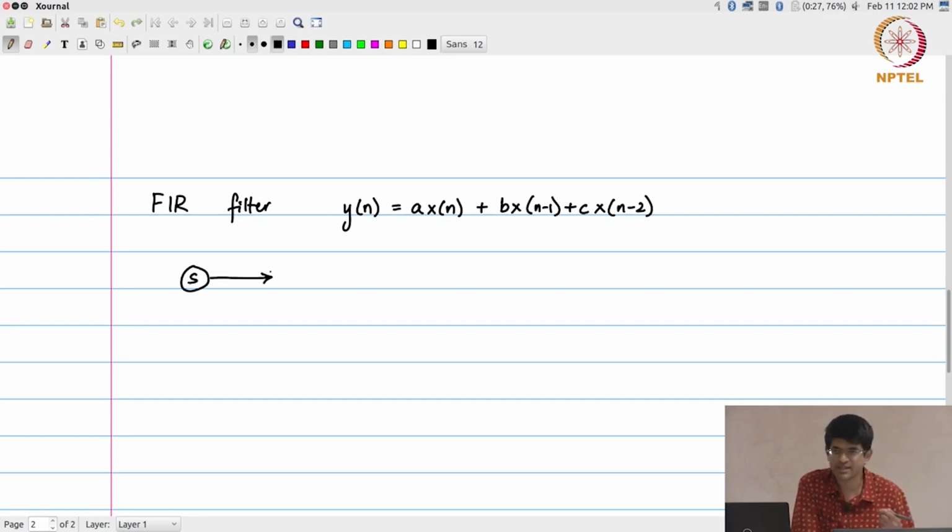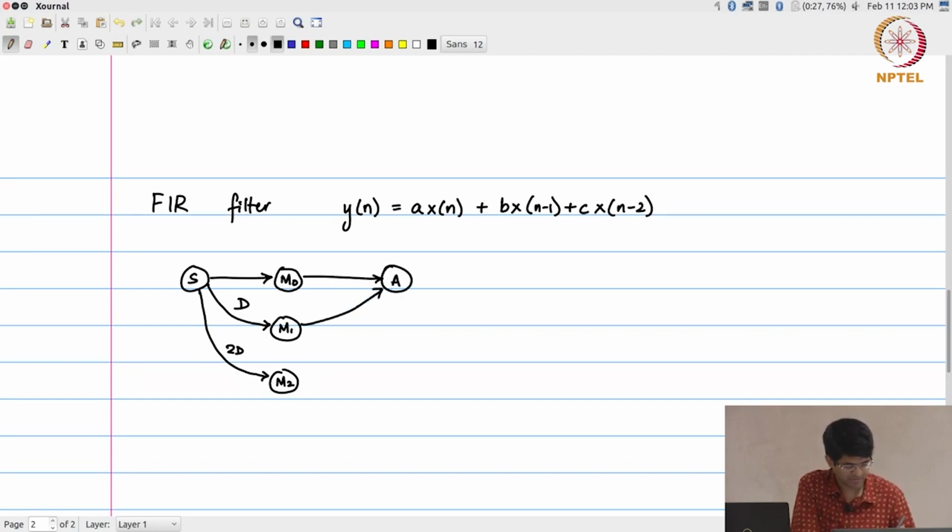I have a source that produces the x of n samples. That output x of n basically goes into 3 multipliers. I'll call them m0, m1 and m2, and the inputs to those are essentially, one is the direct x of n input, the other is a 1 delayed input, and the other is a 2 delayed input. The outputs of those multipliers in turn go to an adder. Okay. So this was assumed to be one possible data flow graph representation corresponding to this FIR filter.